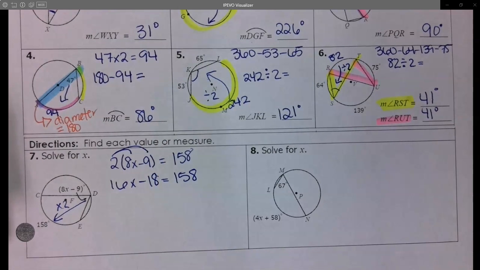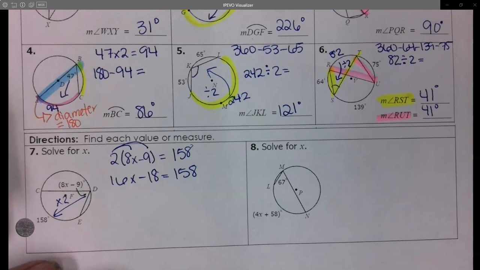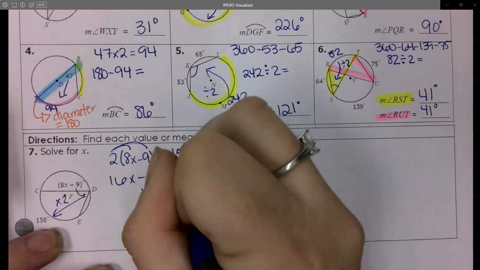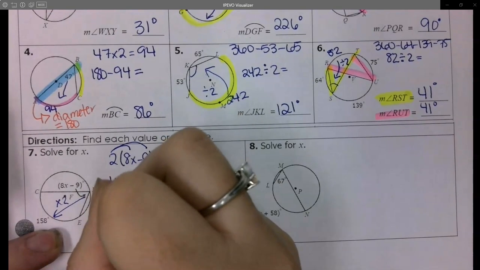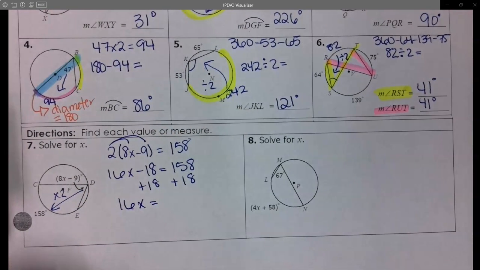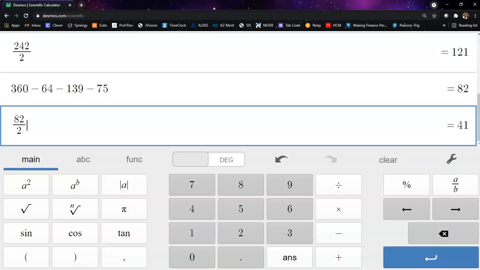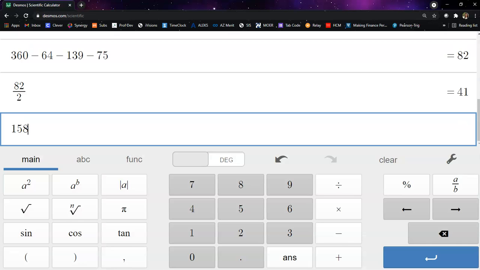The other thing I could have done was I could have started off and divided both sides by 2. Both will get me the same answer in the end. Then to solve this equation, I want to go ahead and add 18 to both sides. So I get 16x on the left. And I don't know what 158 plus 18 is, so I'm going to go to Desmos, which gets me 176.